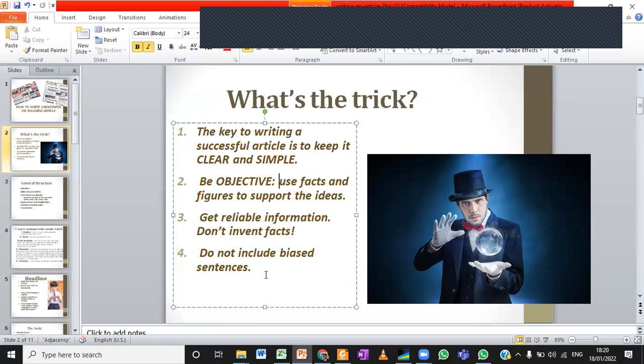Then the last one, do not be biased, be objective. Just because you don't like Mr. A, and this article is about Mr. A, don't write as if you hate Mr. A. It's going to be a biased piece of writing. Nobody's going to rate that as a good article. So just leave the person.